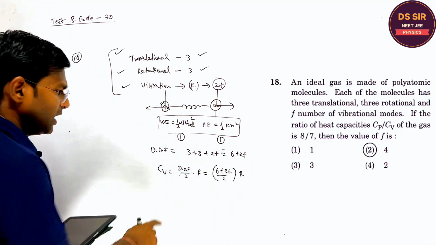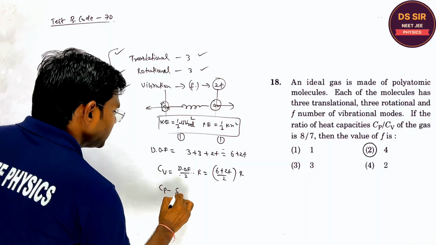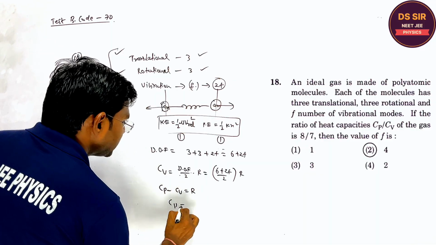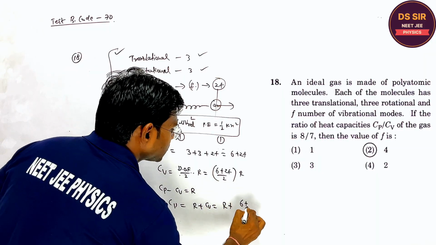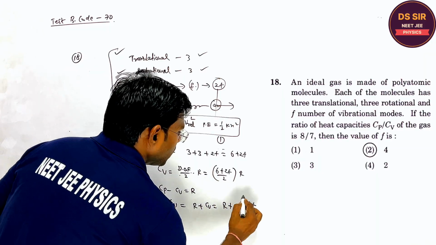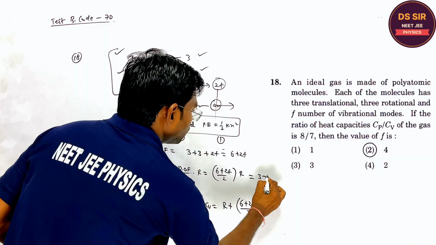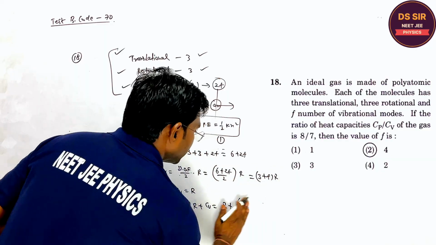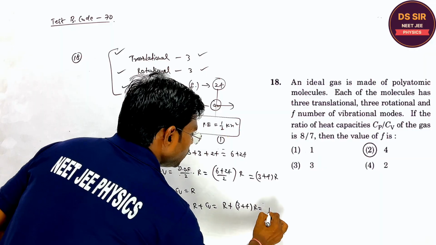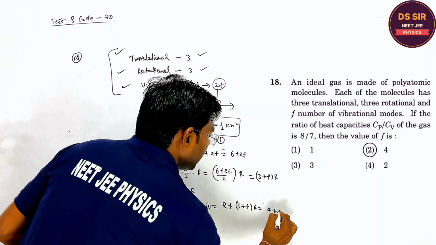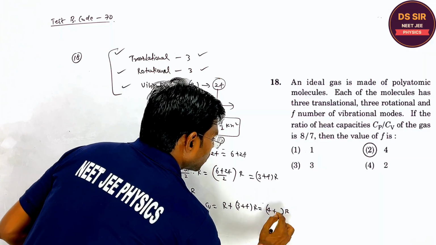Is it clear? If this is the CV, then CP minus CV is equal to R, and you can write CP is equal to R plus CV. R plus, what is the CV? 6 plus 2F upon 2 R. It is better to write 3 plus F into R in this way. So this is 3 plus F into R, so it is equal to 4 plus F into R. Is it clear or not?